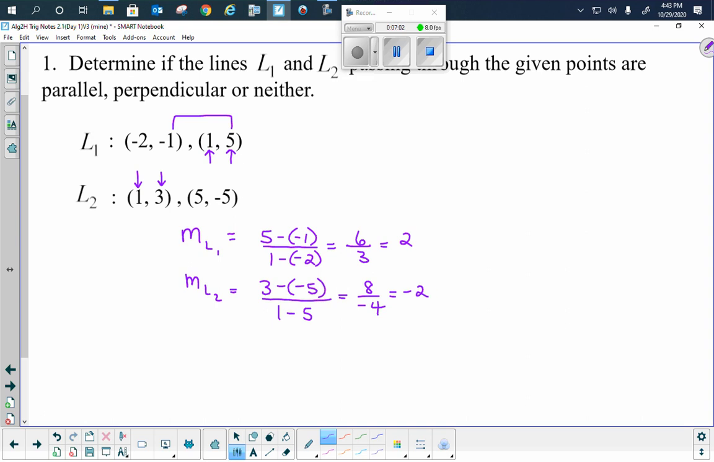And remember, if they were exactly the same number, they'd be parallel. If they were opposite and reciprocals, they'd be perpendicular. Well, they are opposite, but reciprocals would mean one would have to be like a 2 and one would have to be a -1/2. And so right there, you're proving that these lines are neither parallel nor perpendicular. Okay, so that's what I would be saying there.